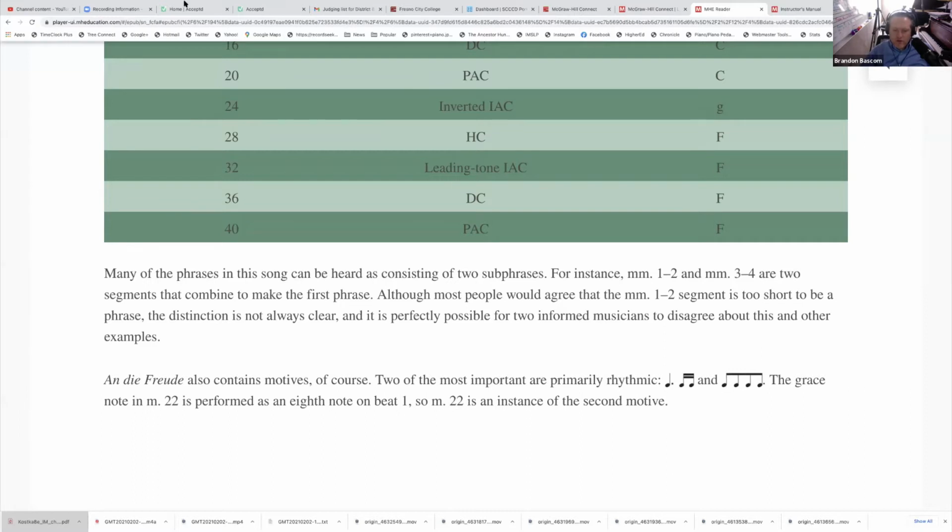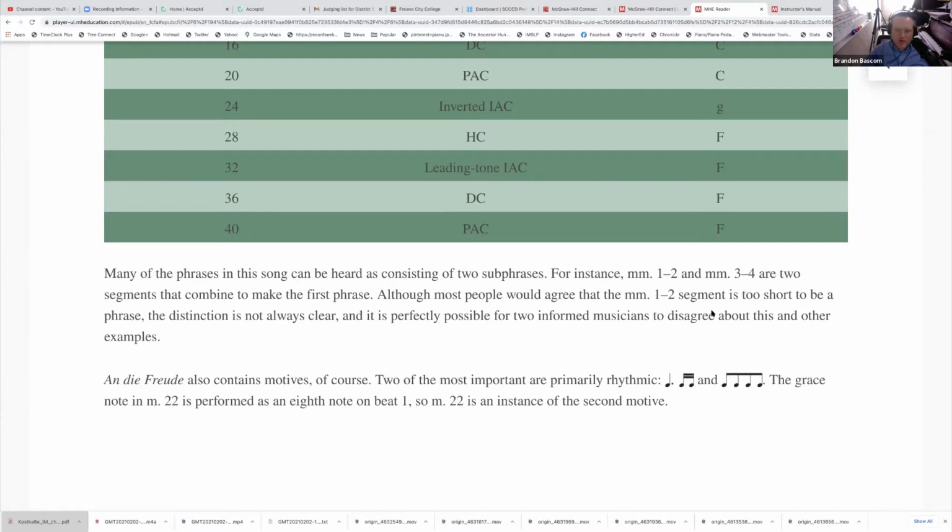The song also contains motives, of course, ulterior motives. Two of the most important are primarily rhythmic. The dotted quarter followed by 2 sixteenth and 4 eighth notes. Don't get confused with their period. They are not dotting that eighth note. That is the end of their sentence. Oh, boy. The grace note in measure 22 is performed as an eighth note on beat 1, so measure 22 is an instance of a second motive. Let's go back and look at all this fun stuff.